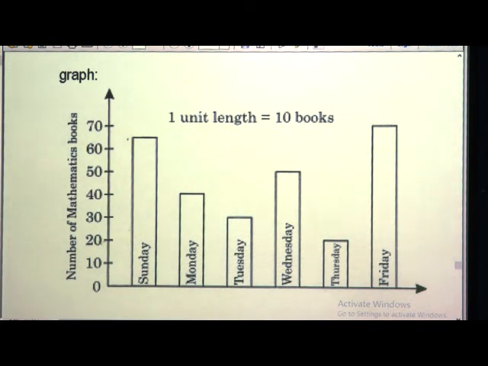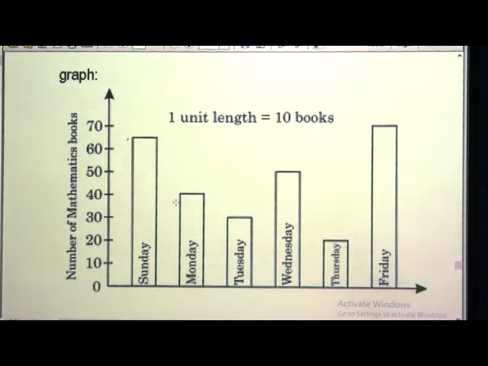So, we are taking the multiples of 10, that is 10, 20, 30, 40, 50, 60 and 70. Now, we have to draw a bar graph. On Sunday how many books were sold? 65. So, the number comes between 60 and 70, and we have drawn the bar here in between 60 and 70, that is 65.